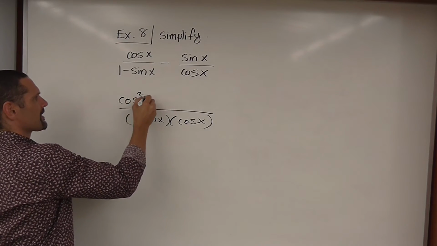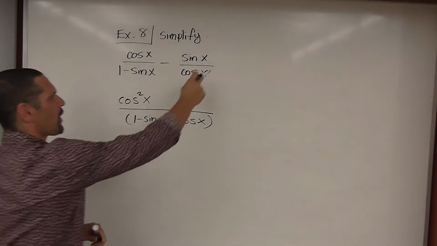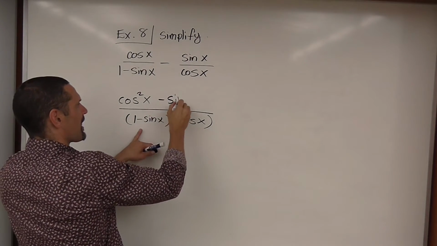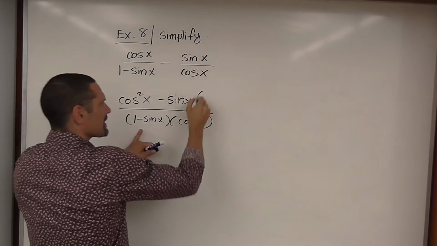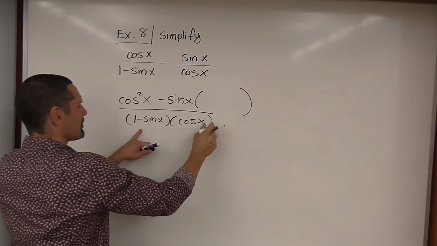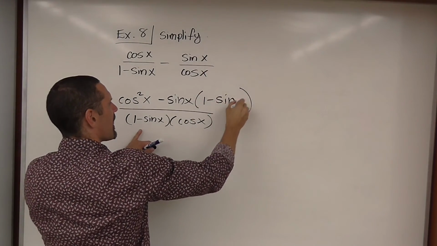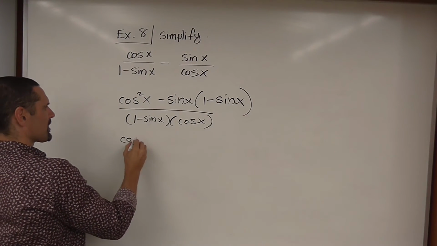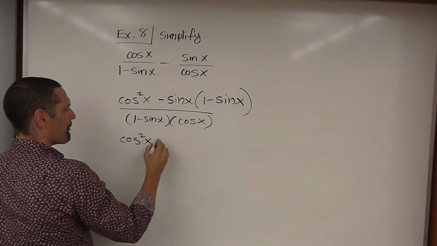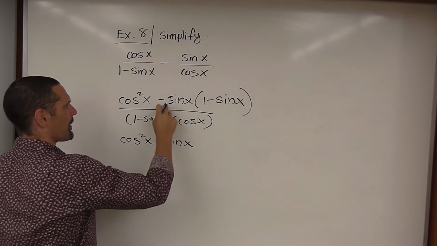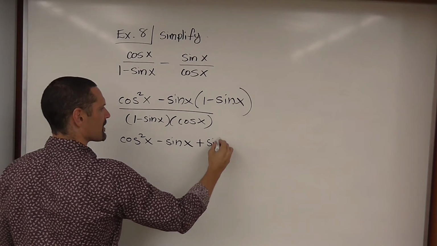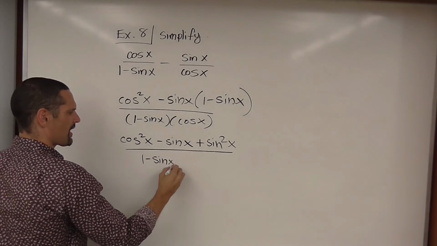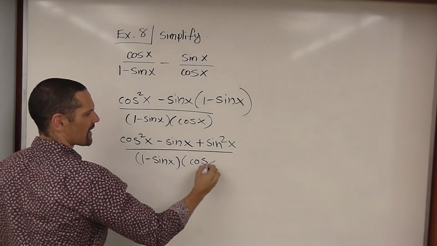Cosine x times cosine x is cosine squared x. And cosine x times what? Times 1 minus sine x. So minus sine x from our numerator times what's missing: cosine x times 1 minus sine x. Not many options here except to distribute. Cosine squared x minus sine x plus sine squared x, all over 1 minus sine x times cosine x.